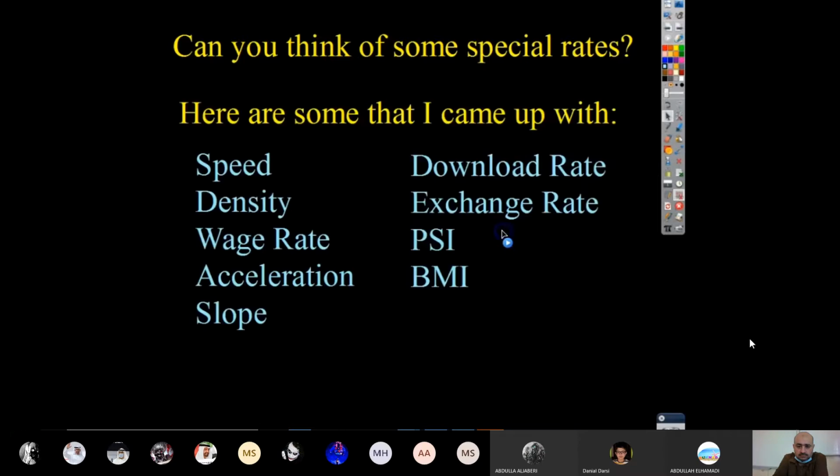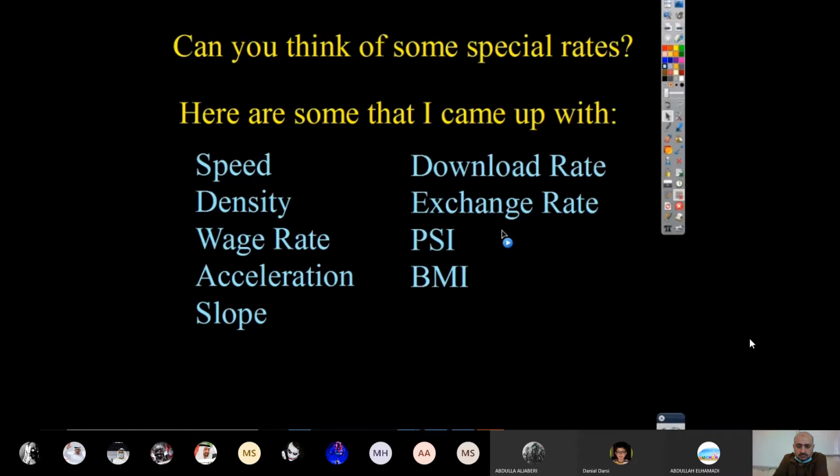Okay, so here are some of the things that I came up with. Speed is one. That's miles per hour, which is what we typically use in the United States, but it's really just distance compared to time. Density, we typically talk about in grams per milliliter or per cubic centimeter. Really, you're talking about the mass of something compared to its volume, the amount of space that it takes up.